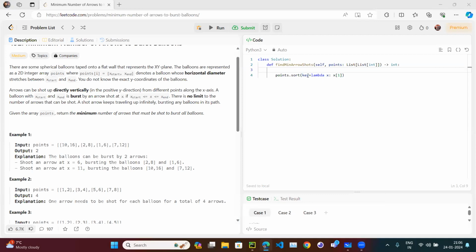Okay, so syntax is basically key. And what is the key value? So key is a function, a lambda function. And lambda takes one argument, and that argument should be x of 1. x of 1 means basically the second point. Okay, now we did that.